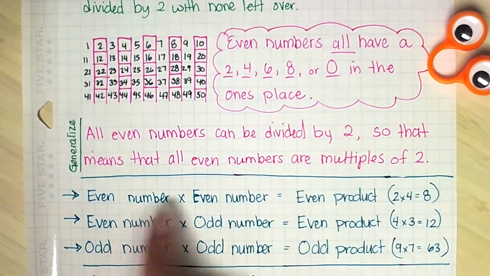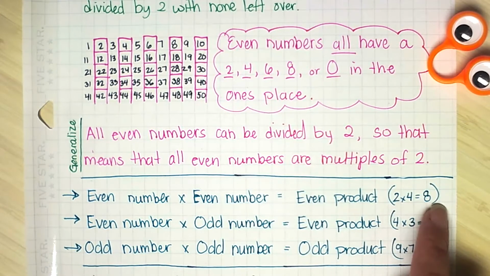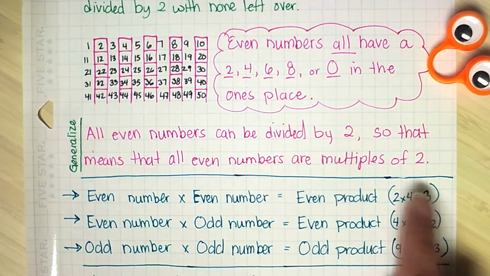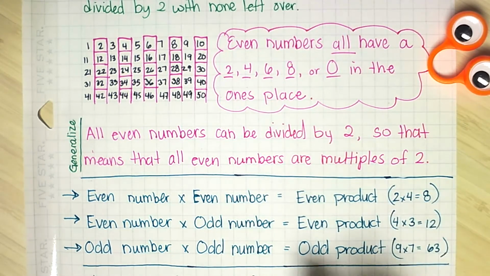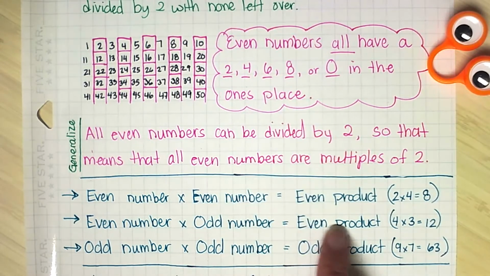So when we have an even number times an even number, we're going to have an even product. So for example, 2 times 4 is equal to 8. 8 is an even number because I can divide 8 into 2 equal groups, and I know I'll have 4 in each group. An even number times an odd number will still give you an even product.